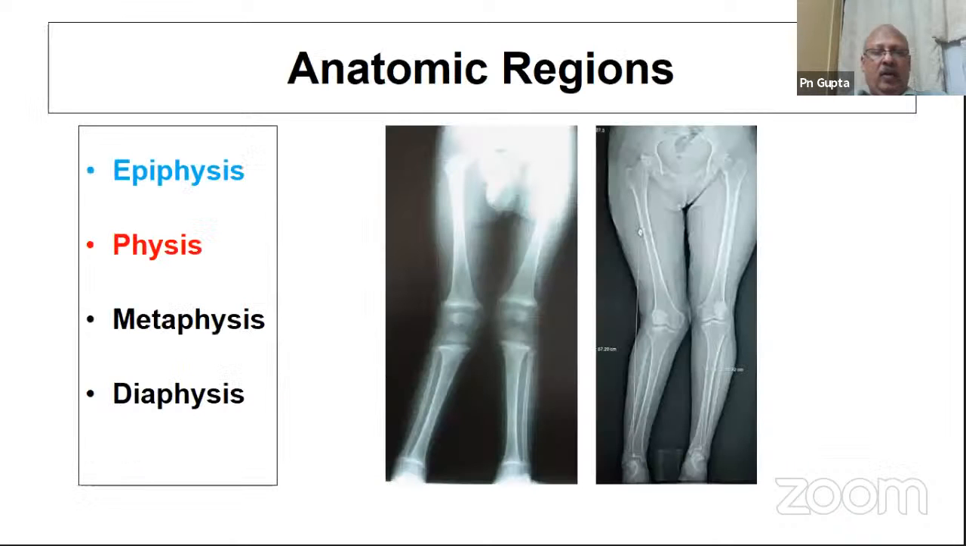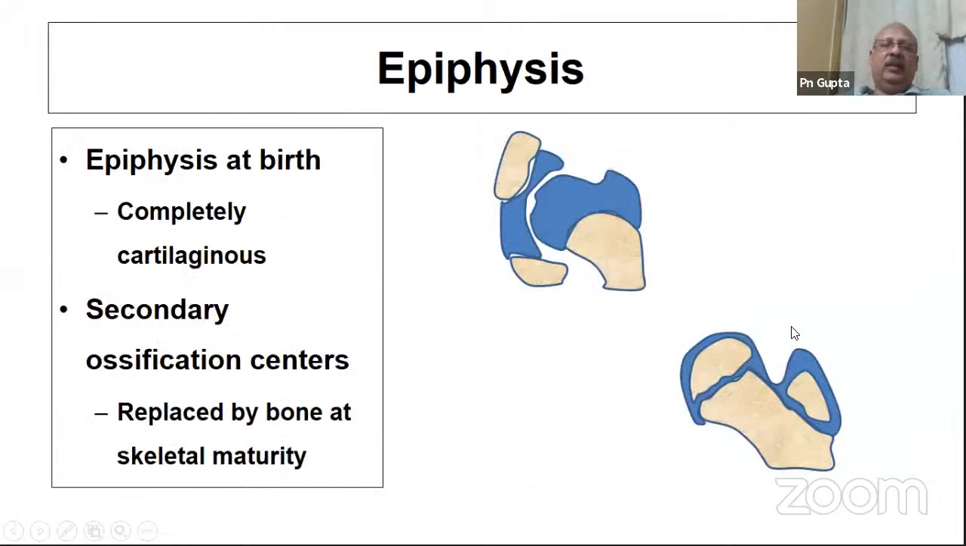So what are the anatomic differences? If you see the region in adults, you have the diaphysis, metaphysis, and the articular surface, whereas in children you have the growth plate or the physis and the epiphysis. These are the growing ends of the bone, and any injury to the epiphysis or physis can lead to potential complications, which we will be discussing later.